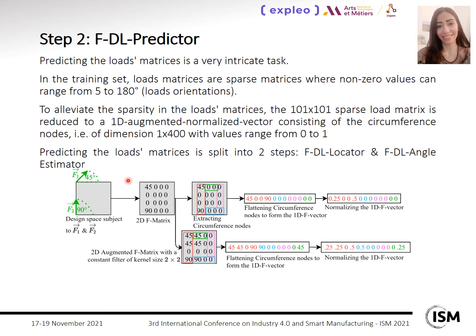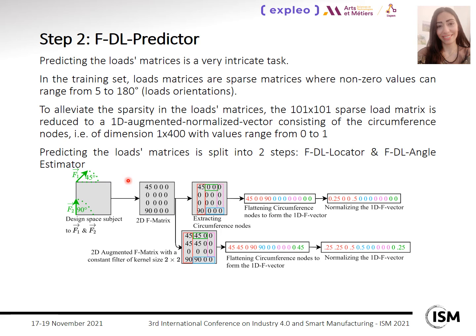Now for the force deep learning predictor, as we have said before, the load matrix is a sparse matrix with null zeros everywhere except the loaded node. And this non-null value has a wide range of values from 0 to 180 degrees. We set it from 5 to 180 degrees in order not to confuse it with 0, because 0 is equal to the absence of load. Consequently, predicting the load matrix is a very challenging task. Hence, we separate the load location prediction from the load orientation one.